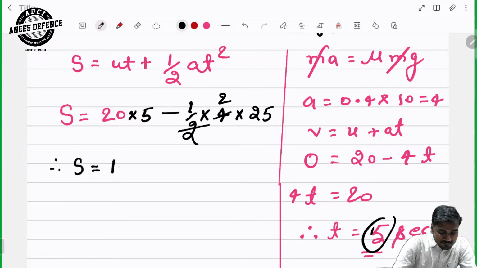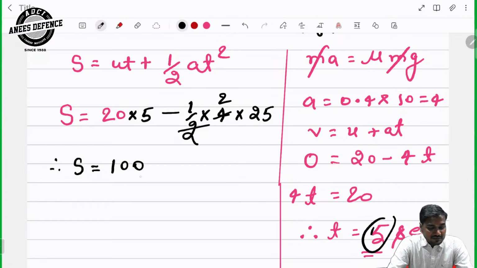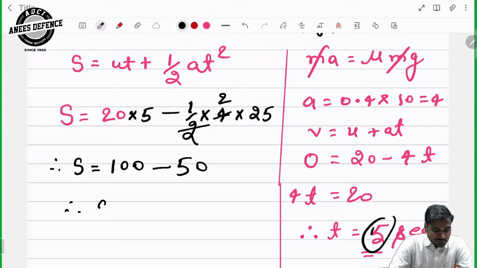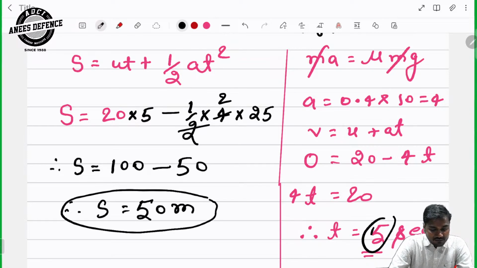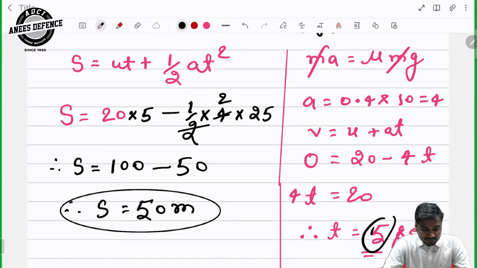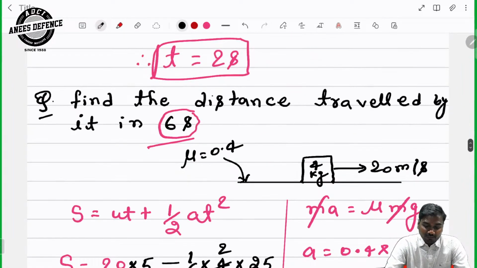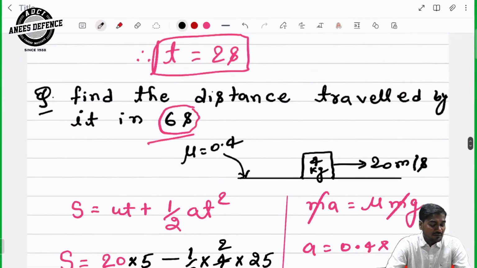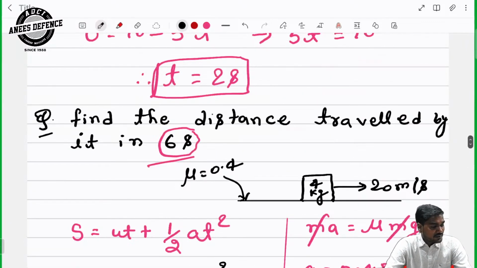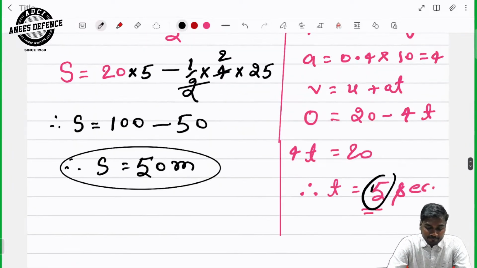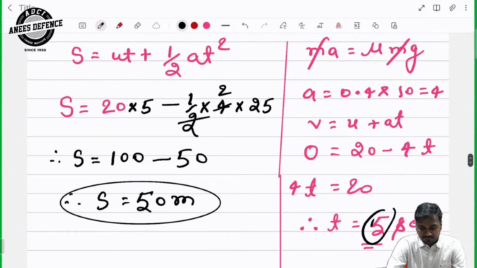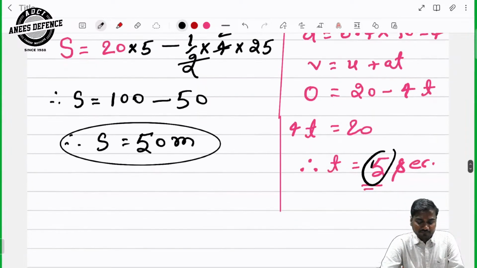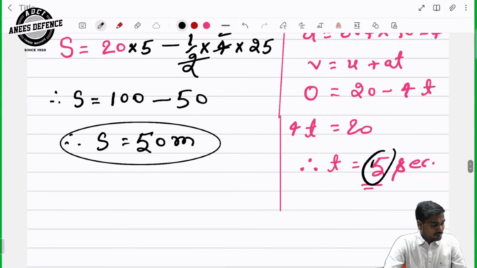Half into 4 is 2, so 2 into 25 is 50. 100 minus 50. So hence s is equal to how much? 50 meter. Understood? Yes. So the object will move 50 meter in 5 seconds and finally it will be at rest. Note down first. Next question.